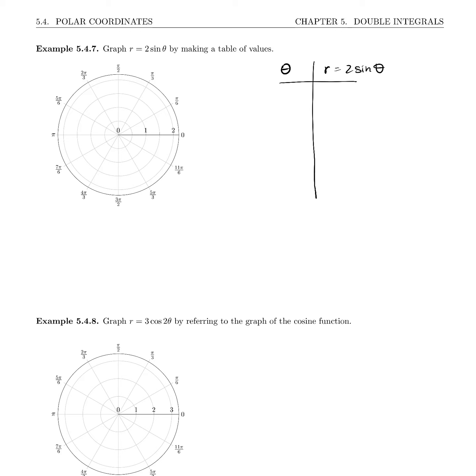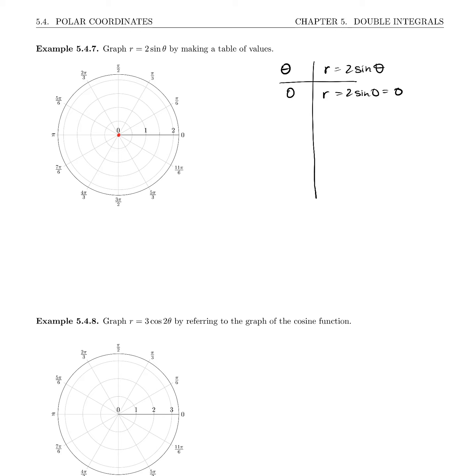So we'll start with theta as 0. Theta as 0 is along the positive x-axis. So r is 2 sine of 0, which is 2 times 0, which is 0. So angle of 0, radius of 0, we're getting that point right there.